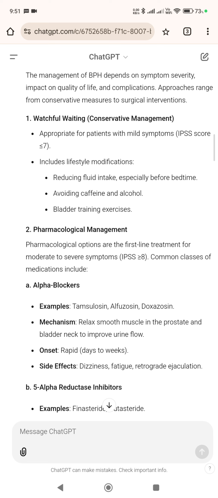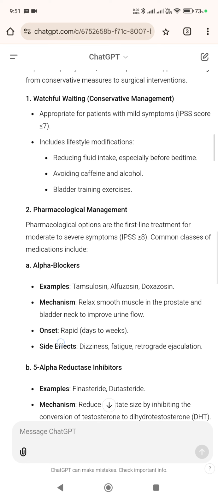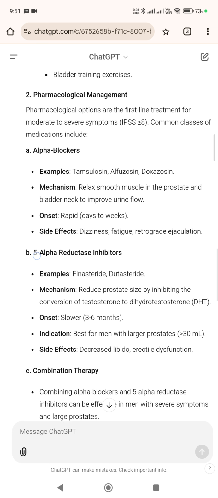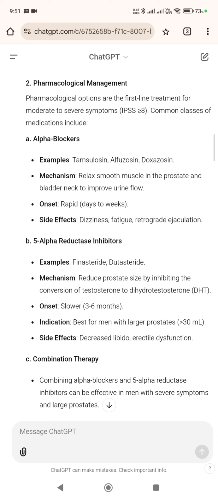2. Pharmacological management. Pharmacological options are the first-line treatment for moderate to severe symptoms, IPSS greater than or equal to 8. Common classes of medications include A. Alpha blockers. Examples, tamsulosin, alfuzosin, doxazosin. Mechanism, relax smooth muscle in the prostate and bladder neck to improve urine flow. Onset, rapid, days to weeks. Side effects, dizziness, fatigue, retrograde ejaculation.